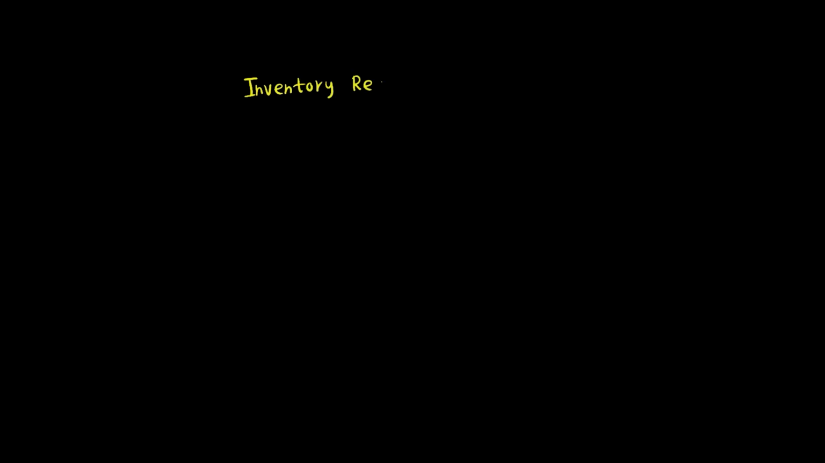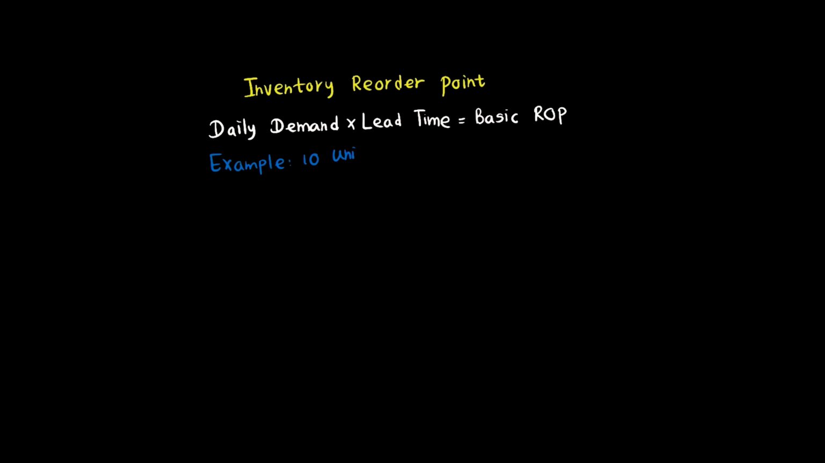Understanding inventory reorder points is crucial for avoiding stockouts. The basic formula multiplies daily demand by lead time. If you sell 10 units daily and delivery takes 5 days, you reorder at 50 units. But what about uncertainty? What if demand suddenly spikes? This is where safety stock enters the equation.